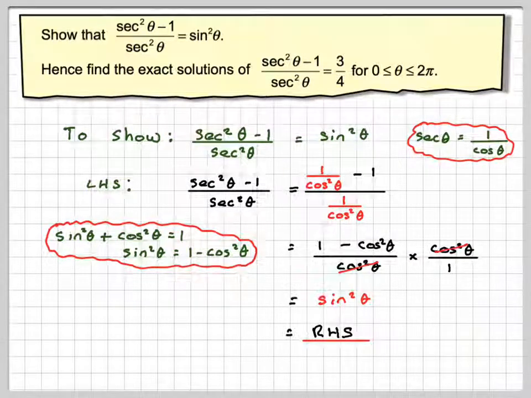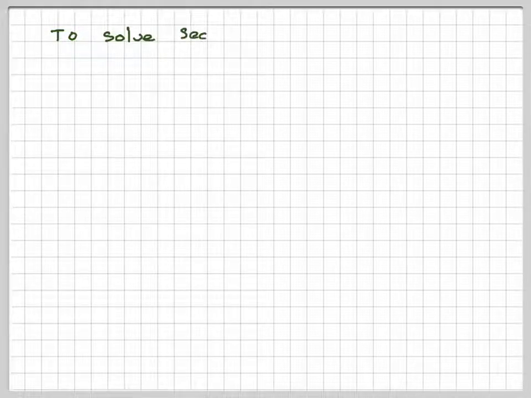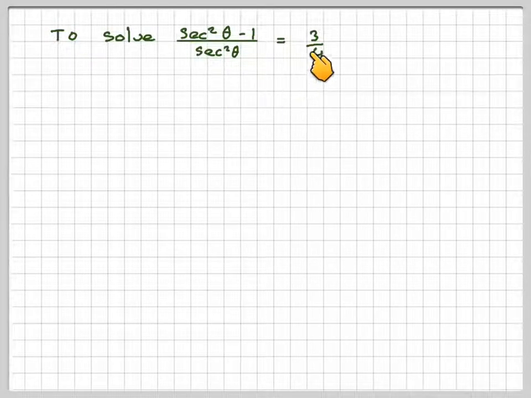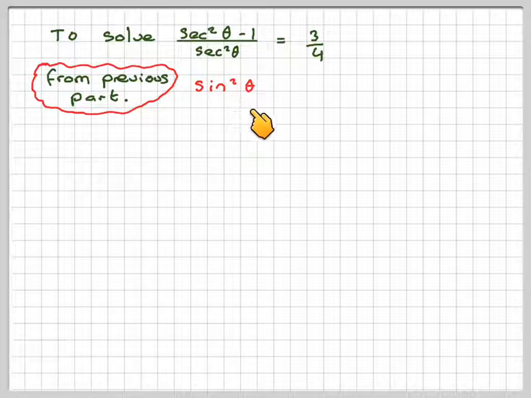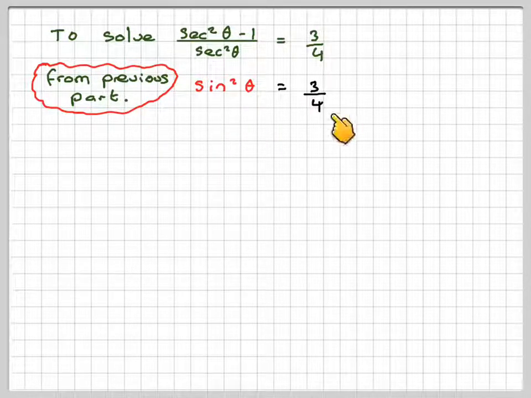Right, we now have to solve this equation. We need to solve (sec²θ − 1)/sec²θ = 3/4. The first step is to replace the left-hand side with sin²θ, because we've just shown that in the previous part, is equal to 3/4. Now that's a much easier trig equation to solve.